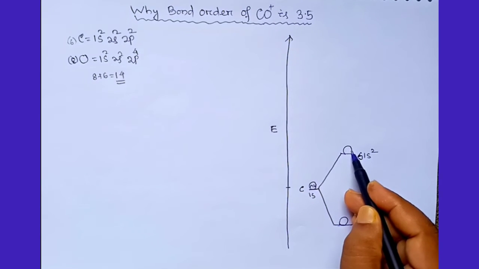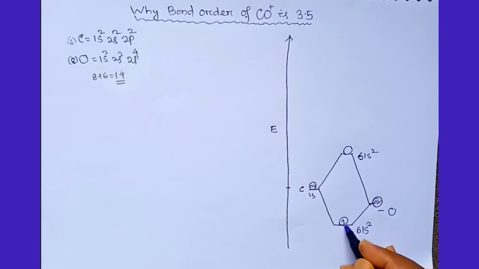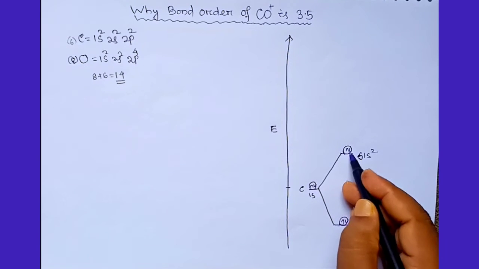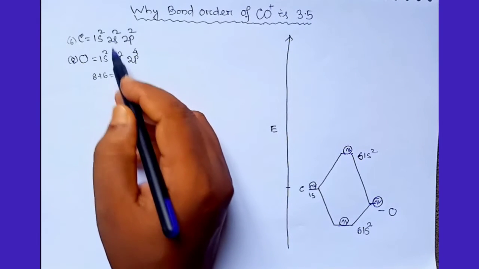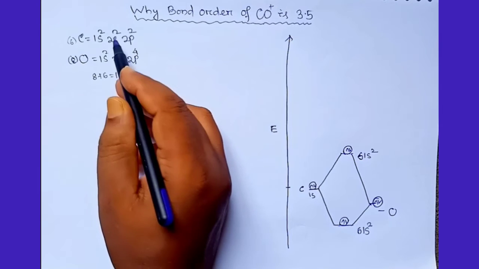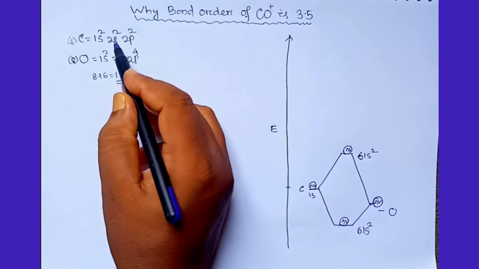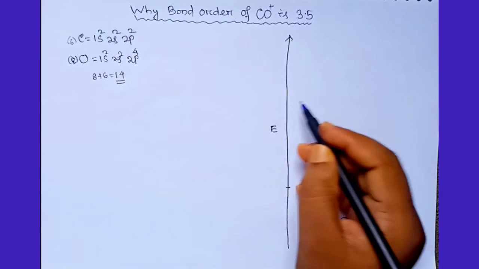So whatever molecular orbitals are generated also contain two electrons each. Are you getting my point? So this is about the 1s. Now we come to the combination of atomic orbitals 2s of carbon and 2s of oxygen.